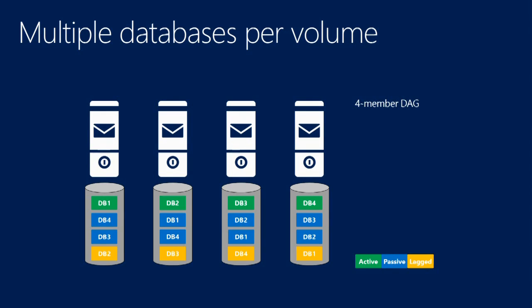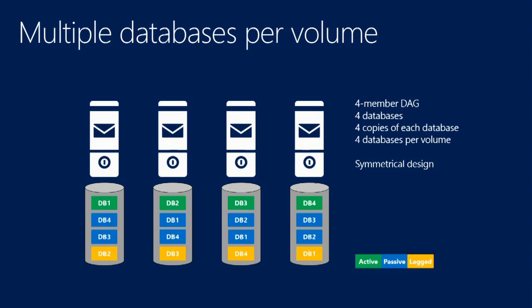My example happens to be a 4-member DAG, 4 servers in my DAG. I do have 4 databases, DB1, 2, 3, and 4. And I've got 4 copies of each database, and I happen to have 4 databases per volume as well. Now, in my example, you can see here, I've got a mixture of database types. It's active database in green, passive databases in blue, lag database copies in yellow.